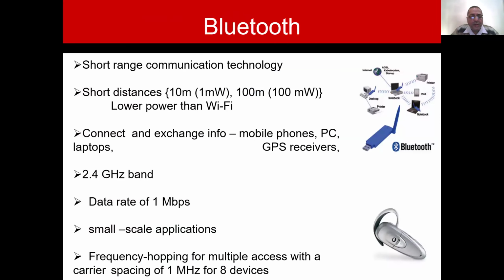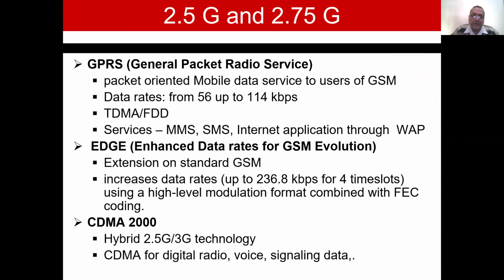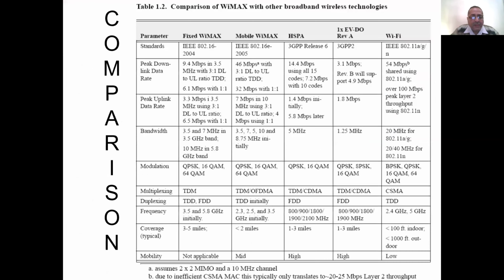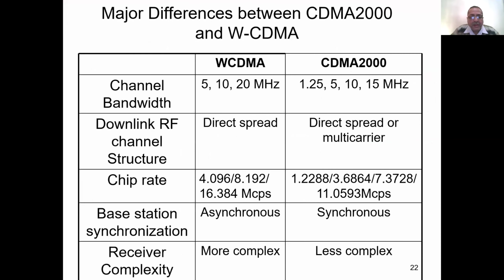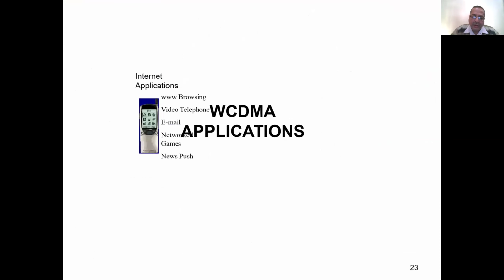Then we have Bluetooth technology, which we normally use in our mobiles. Bluetooth is specially used as a short-range communication technology. It is used for short distances. It uses the frequency of 2.4 gigahertz, but the data rate is up to 1 Mbps. And it is used for small-scale applications. Then we have WiMAX, which covers microwave technology.